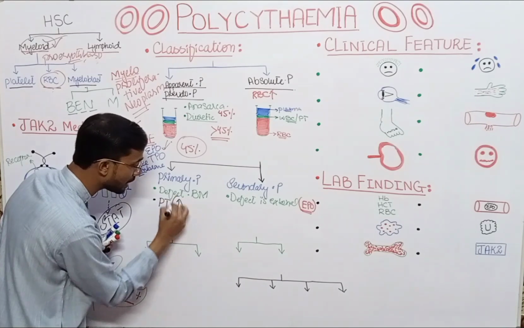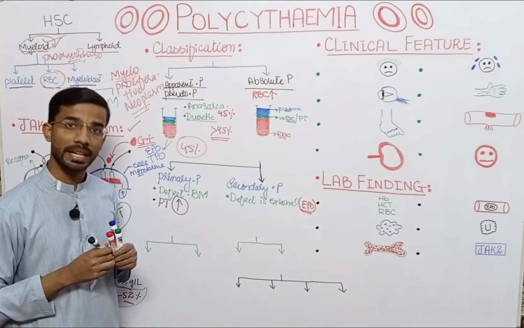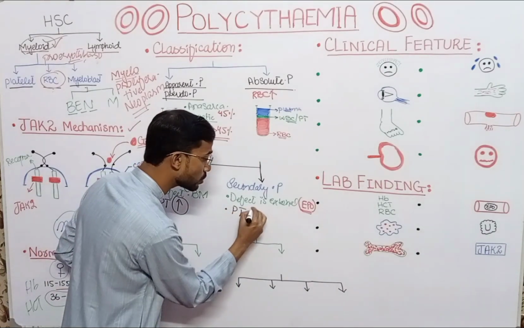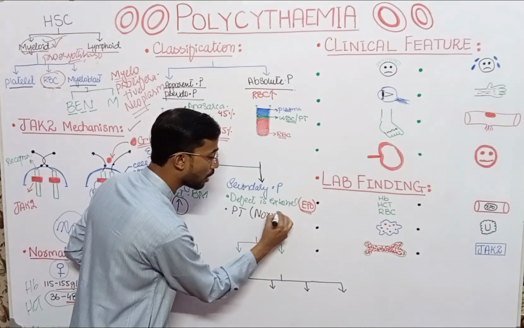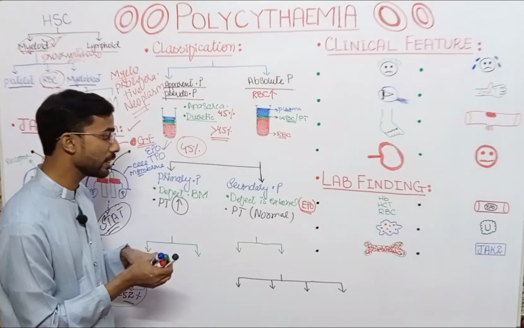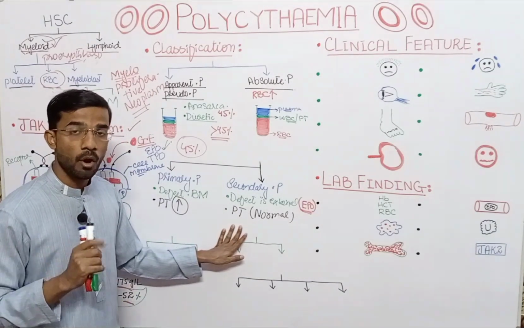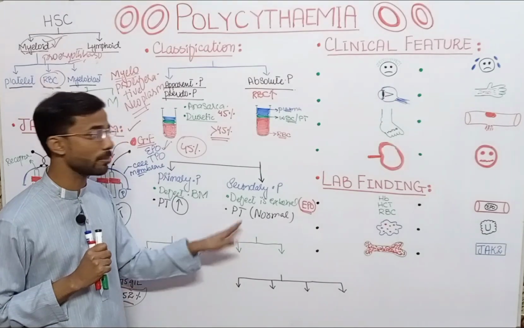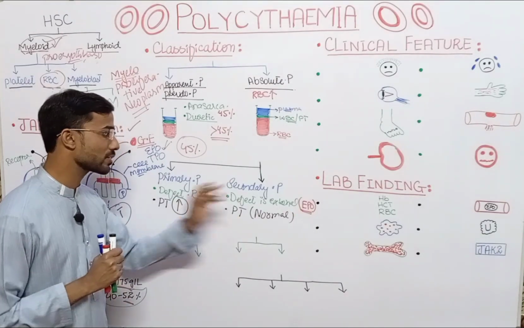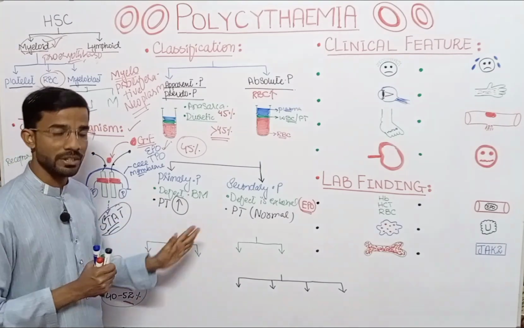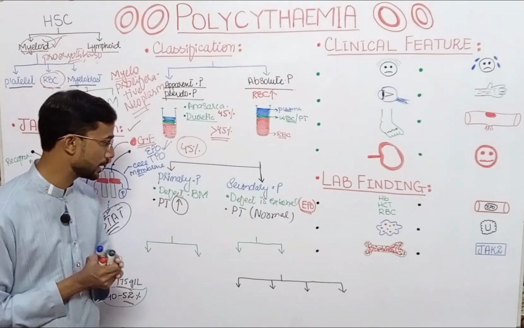So in that situation, the platelet count will be increased in the primary polycythemia, but in the secondary, the platelet count is normal, because in secondary we never see any abnormalities in the bone marrow. Only the RBC lineage is affected by the erythropoietin. So this is actually the secondary polycythemia, and this is the basic difference between the primary and the secondary polycythemia.